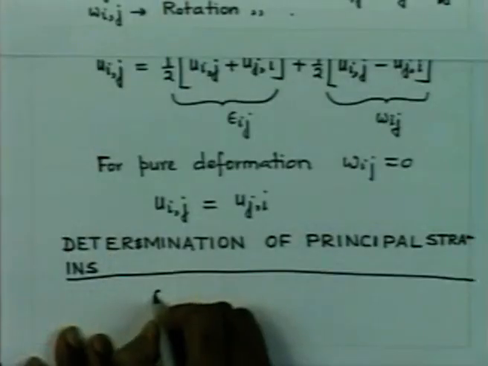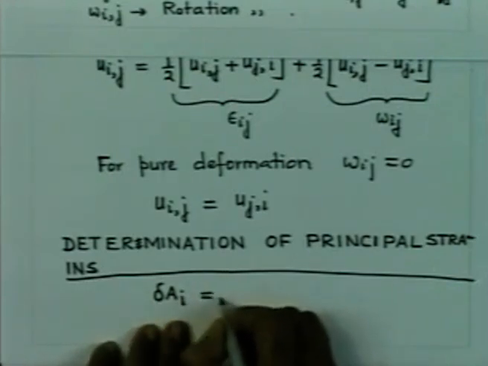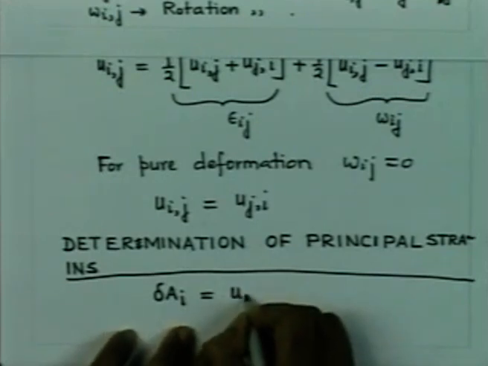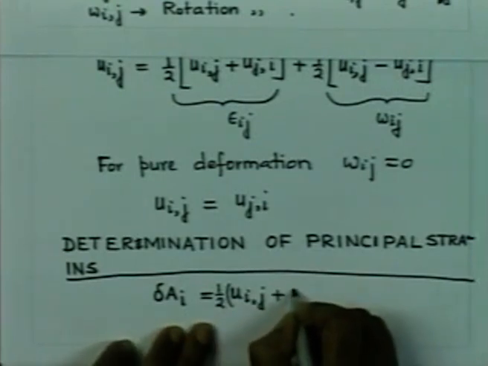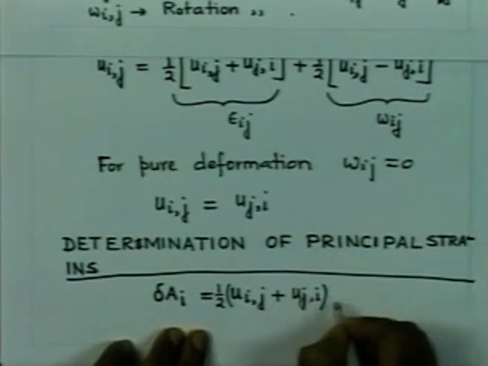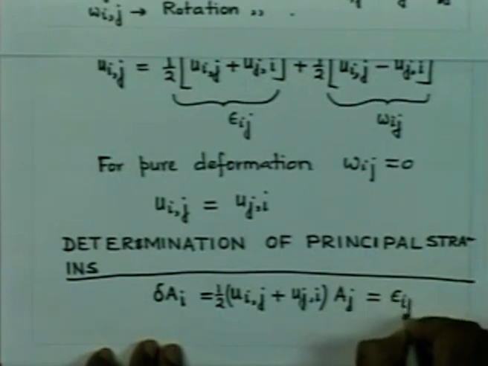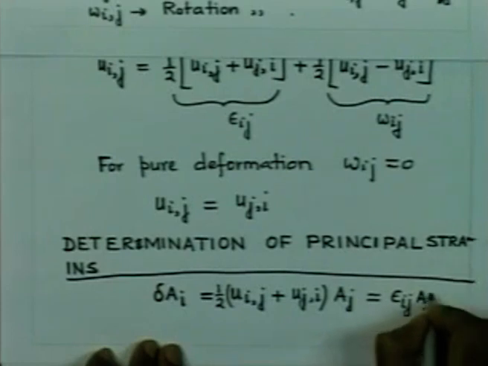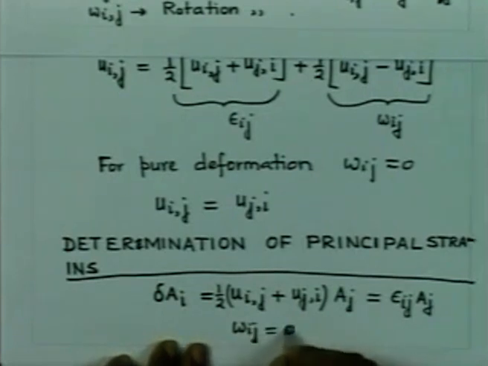Now, for pure deformation, we have delta Ai is equal to half of (Uij plus Uji) into Aj, or we can write this as epsilon ij into Aj, since Wij is equal to 0.